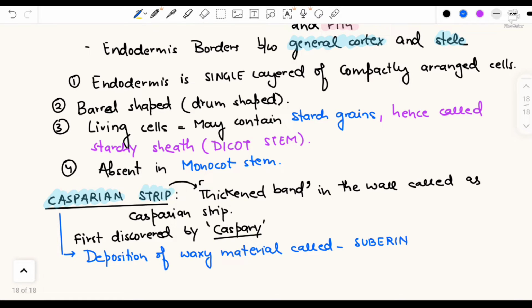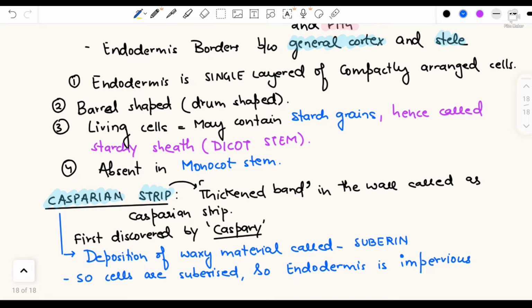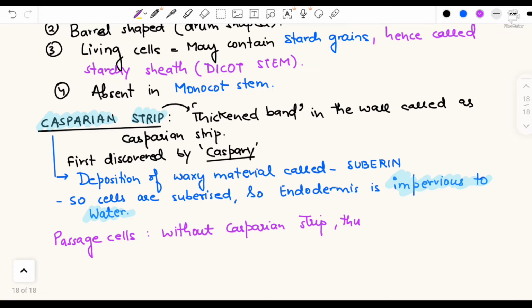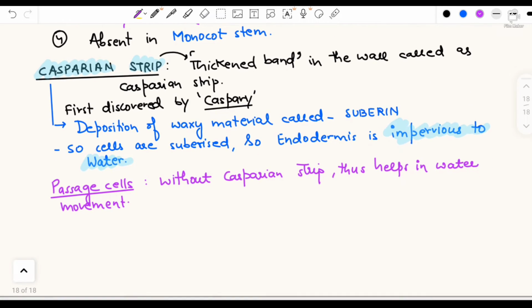So suberin is the waxy material which makes cells suberized, and hence the endodermis is impervious to water. So there is no translocation of water because of the Casparian strip present in the endodermis, right? There is no translocation of water because it has a suberin coating. However, there is another kind of cell present in the Casparian strip: passage cells. These are a few cells that do not have the Casparian strip. So these are certain cells that help in water movement. So you need to remember the concept of endodermis, Casparian strip and passage cells.